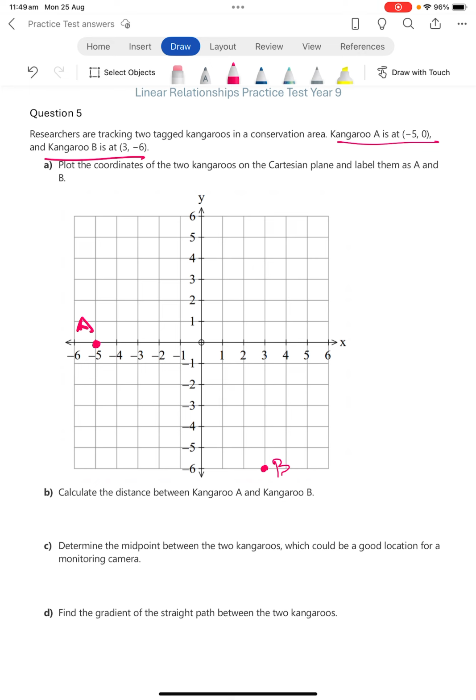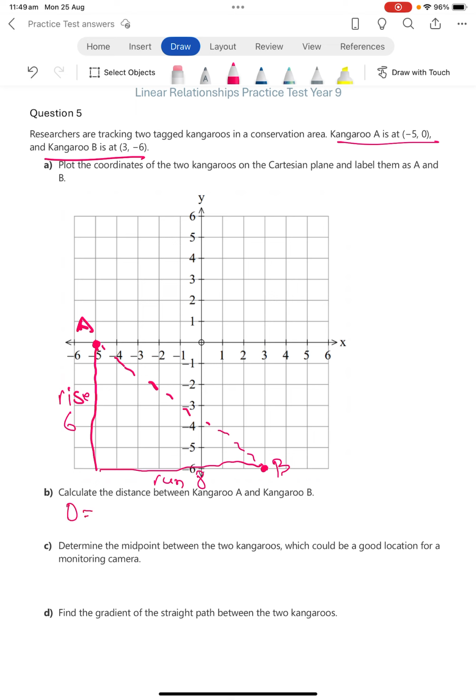Part B, find the distance from A to B. So we want to find this distance here. And in order to do that, I'm going to need my rise and my run. Going down, you can see my rise is 6. And across, if you count it out, you'll find that the run is 8.